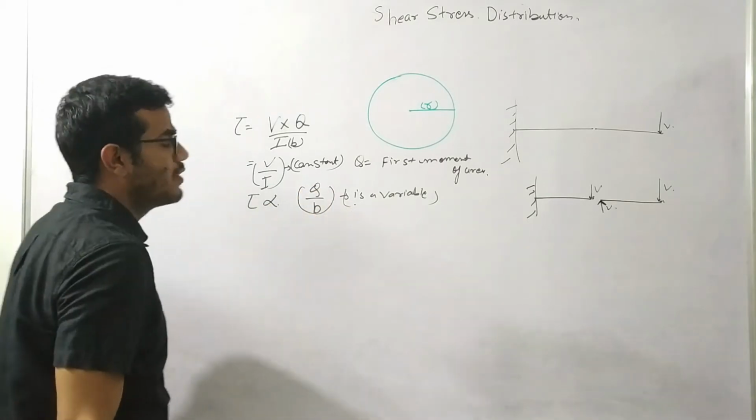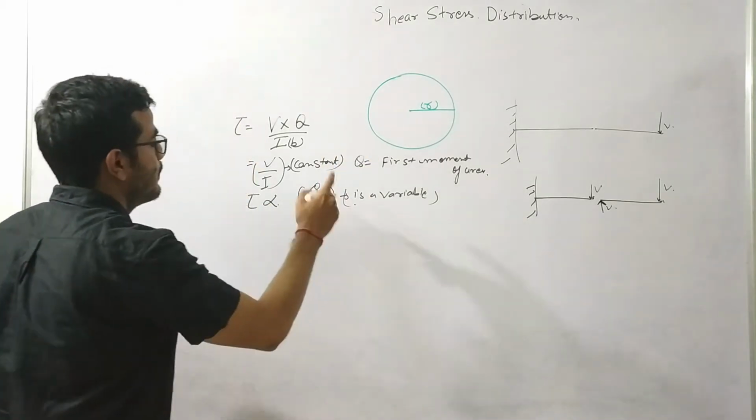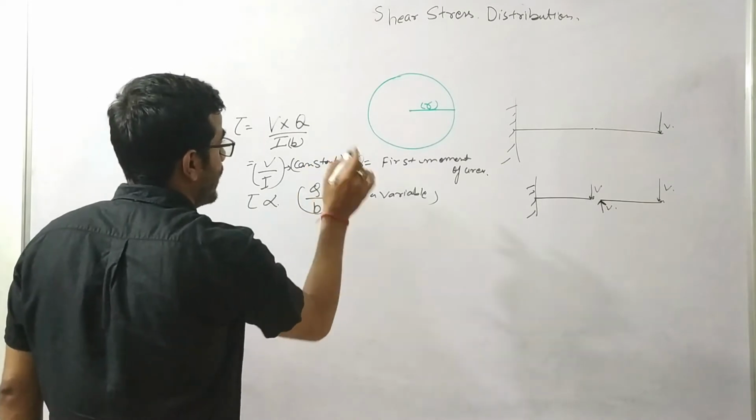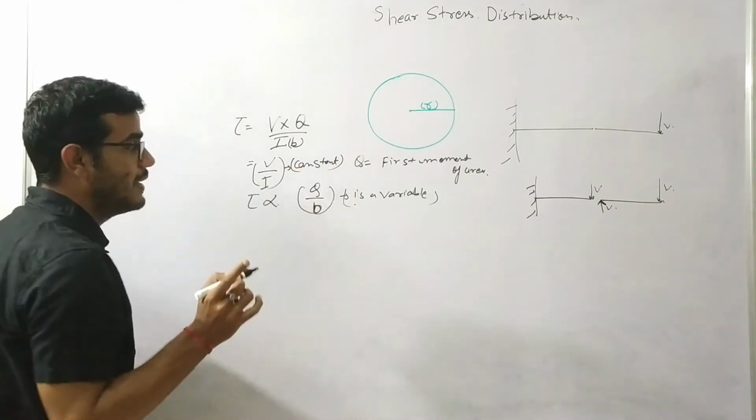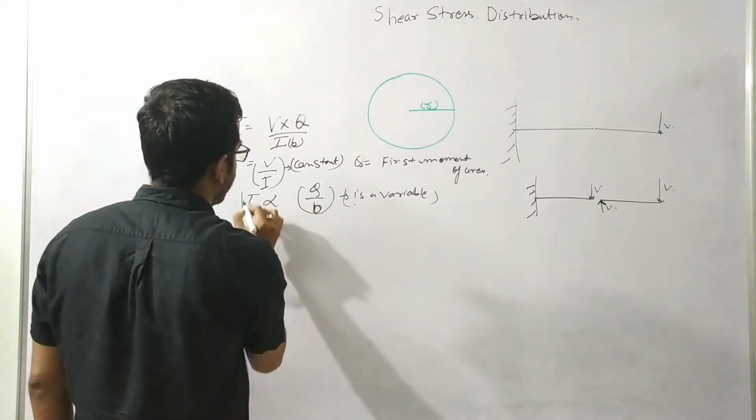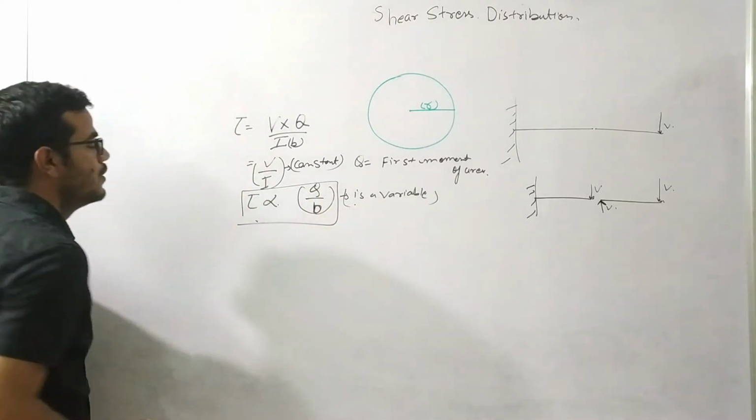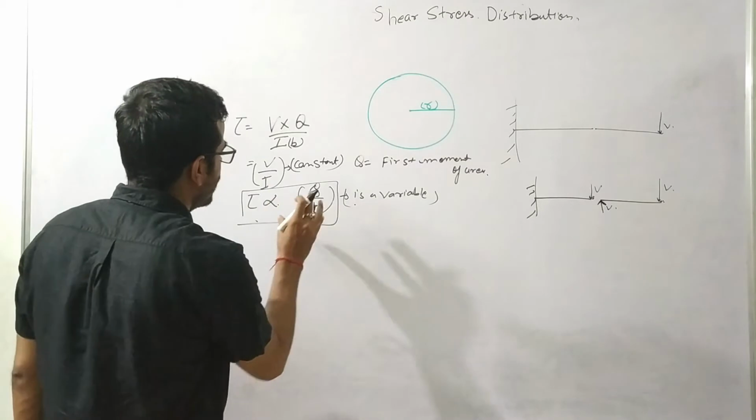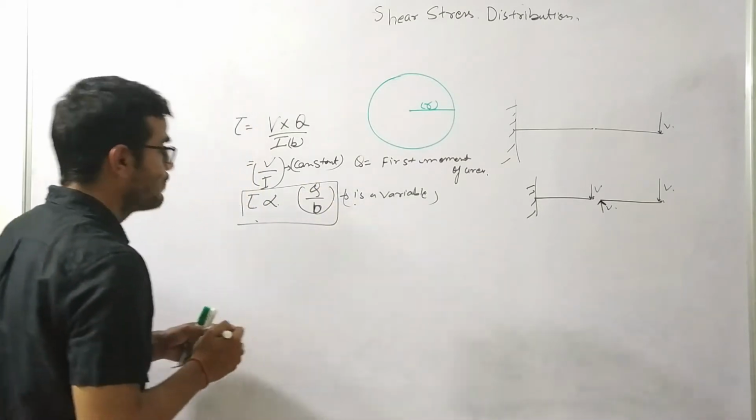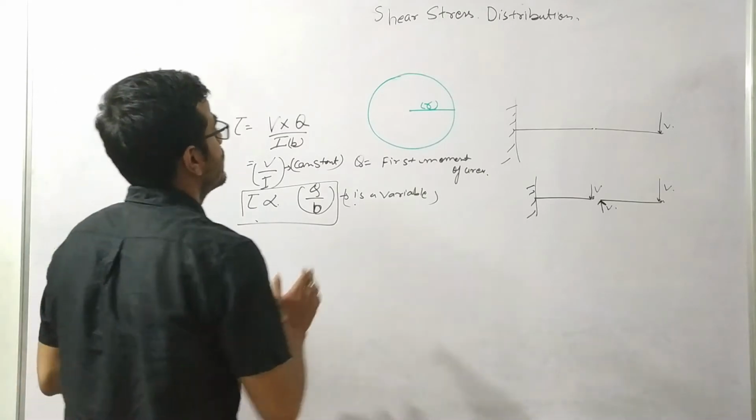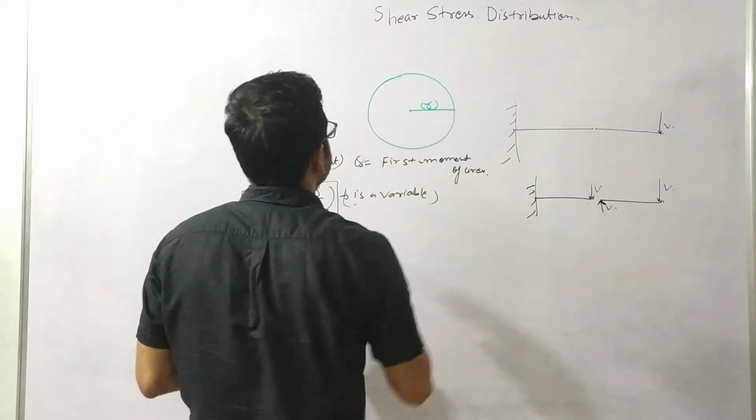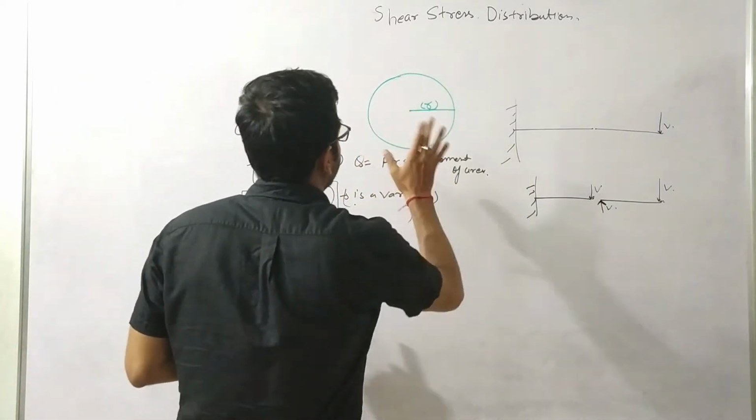In the rectangular section, we have seen that B is constant across the depth, so we consider B also as a constant. So here tau is directly proportional to Q by B, and tau will be maximum at that location where Q by B is maximum. But now I have to calculate the variation of the shear stress.